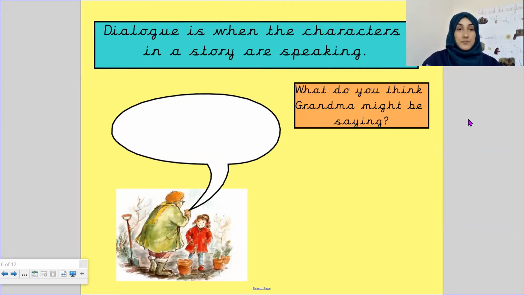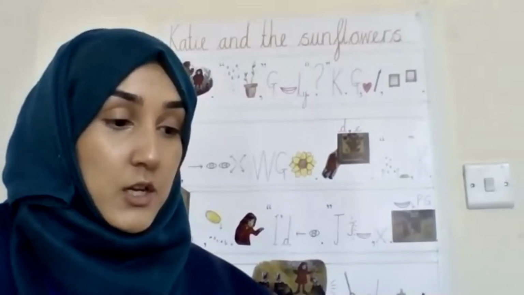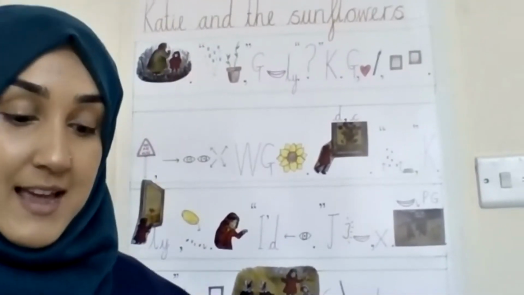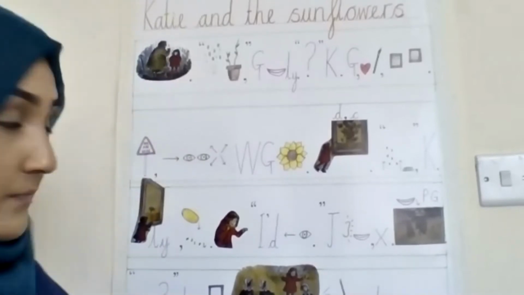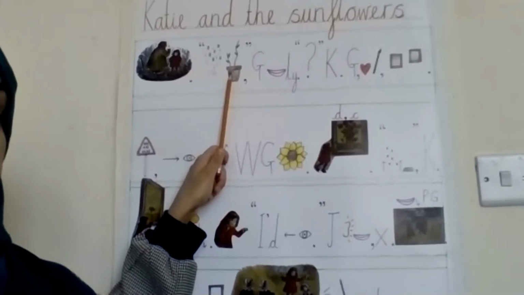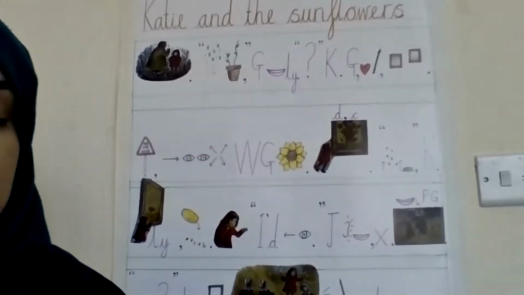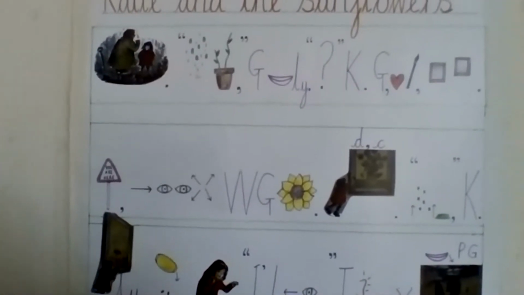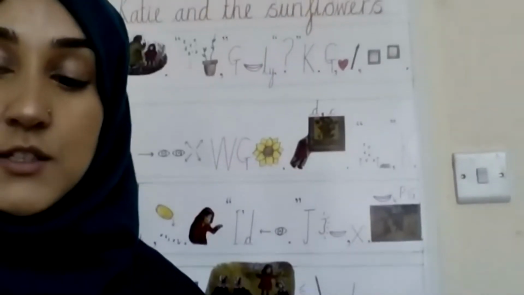Okay, now, dialogue is when the characters in a story are speaking. Now, what I would like you to notice is, I'm going to stop share again, and I'm going to bring this closer, as close as possible before my laptop falls off the table. Can you see this part where it said, the rain will make everything grow, said Grandma excitedly. Can you see that there is a baby 66 and a baby 99 speech marks? Can you see that over there? Yes, fantastic.